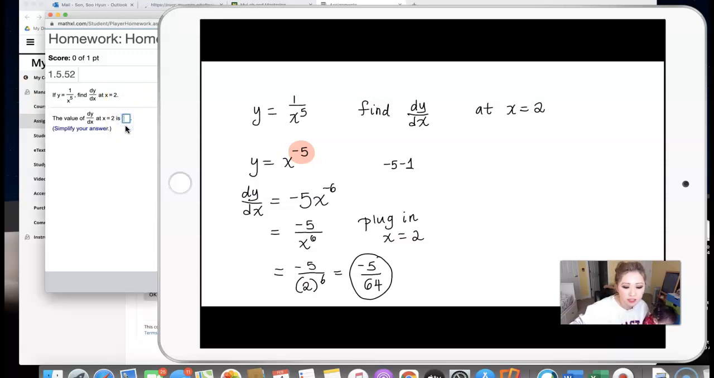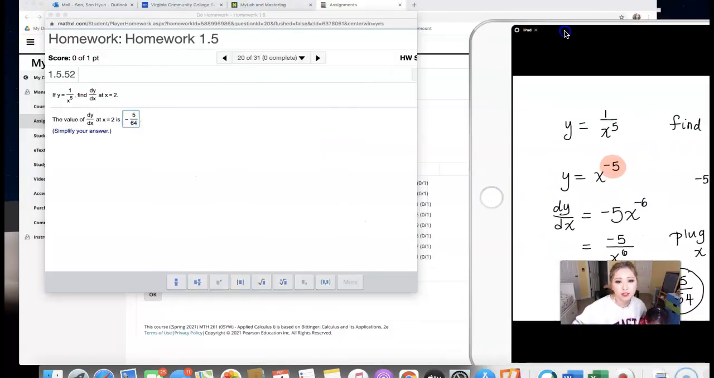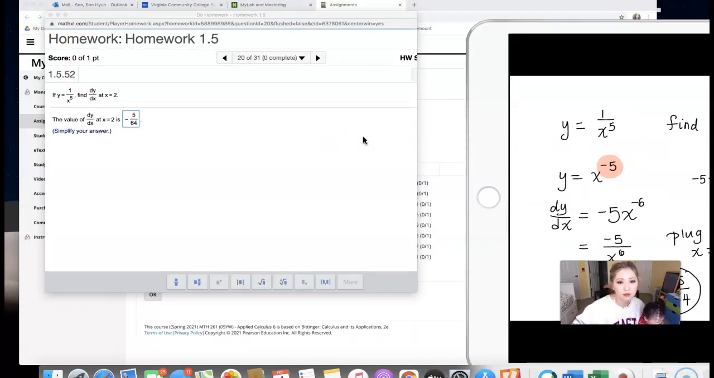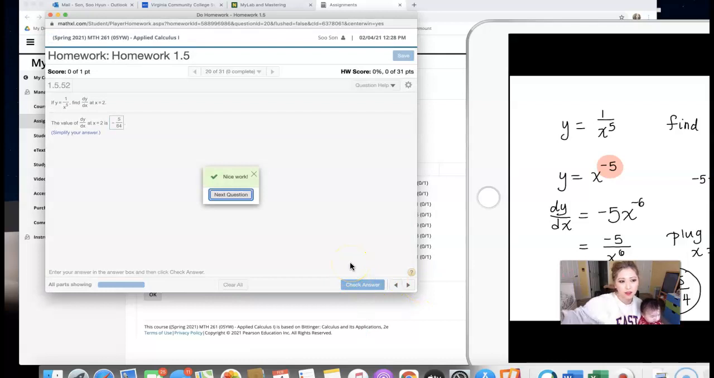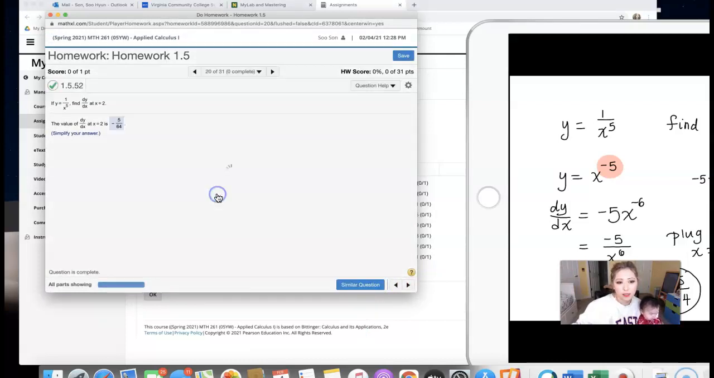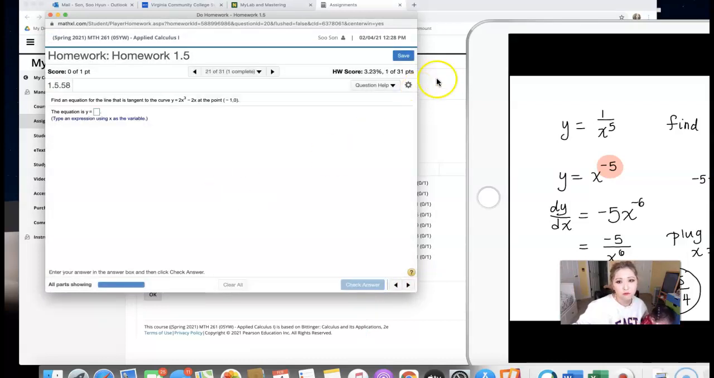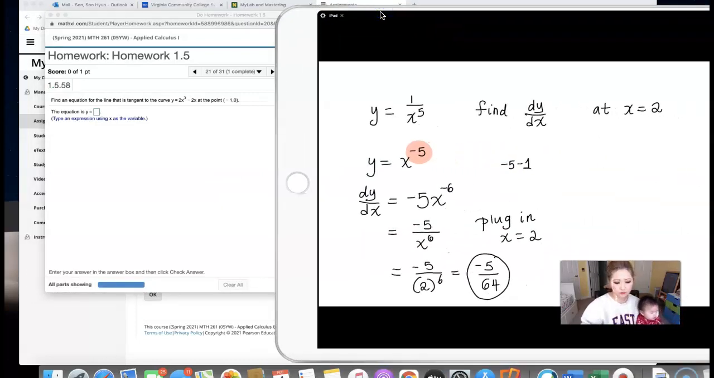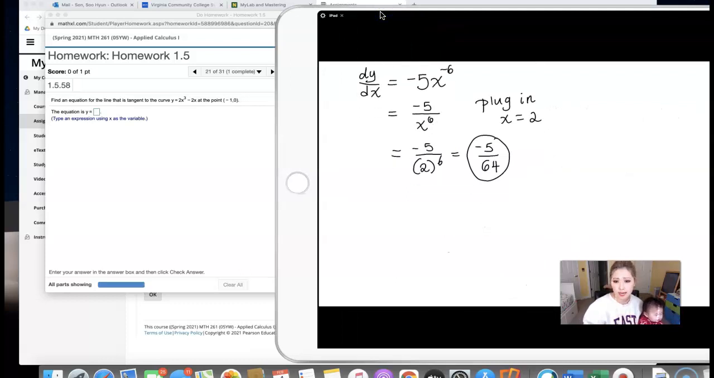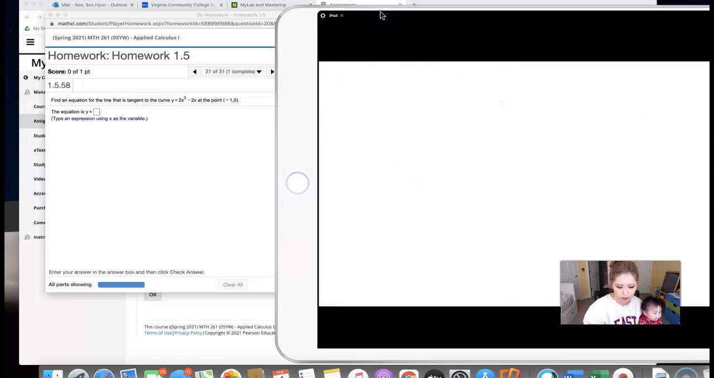I'm going to go ahead and type this in here. Negative 5 over 64. I'll move my iPad to see if I got this right. Zoom back out. And check answer. Hooray! You know, I'll keep on going because I got an email from a student in our class saying that homework problems are different from what we went over in class. So I want to make sure that I cover everything for you.